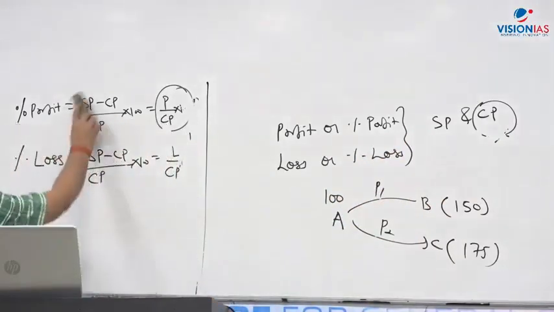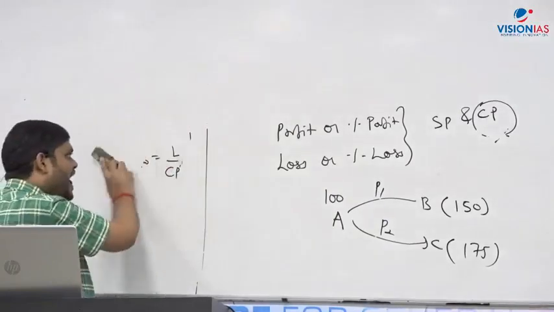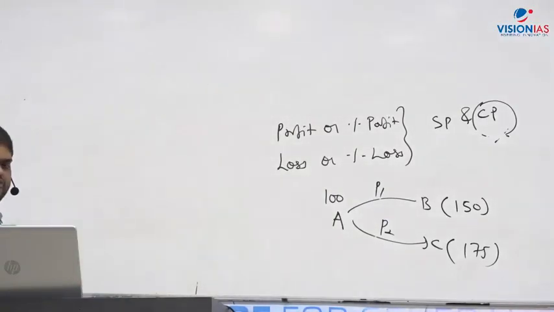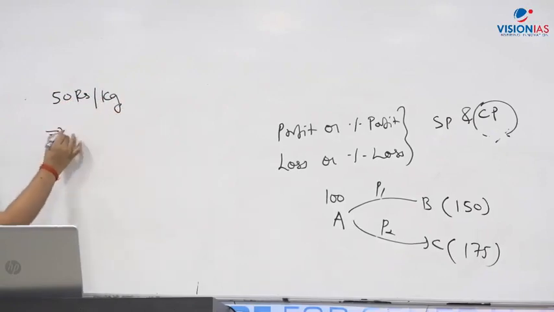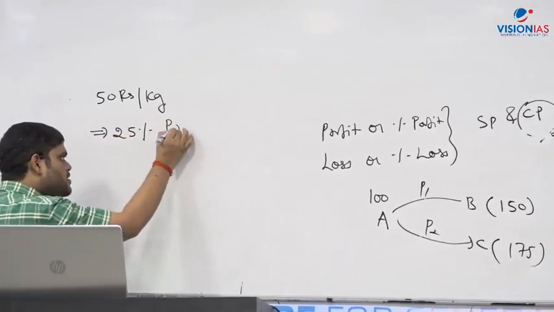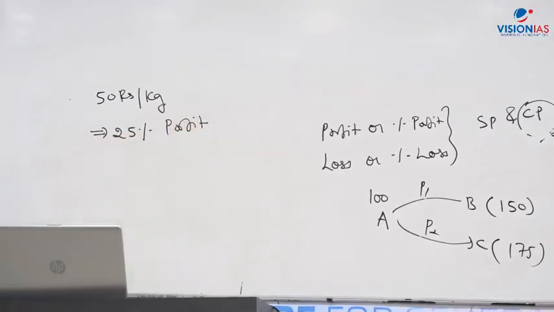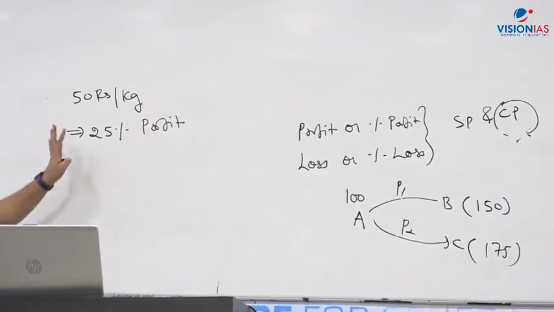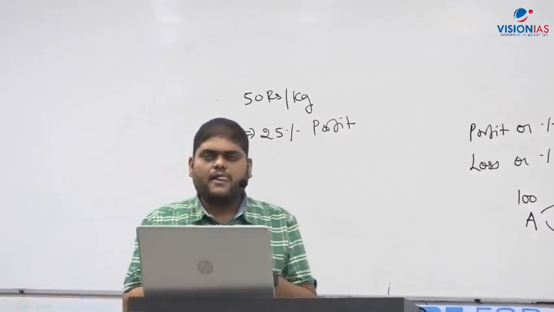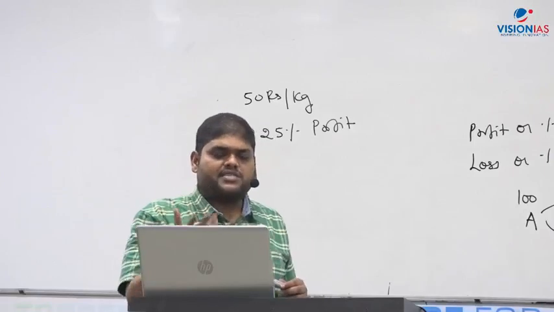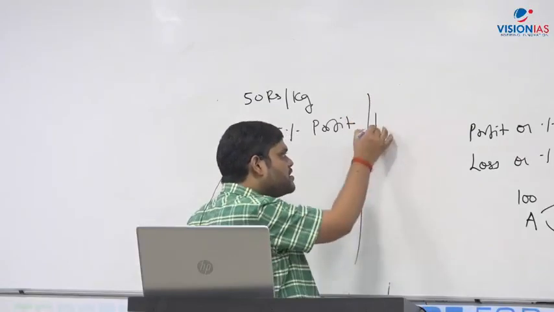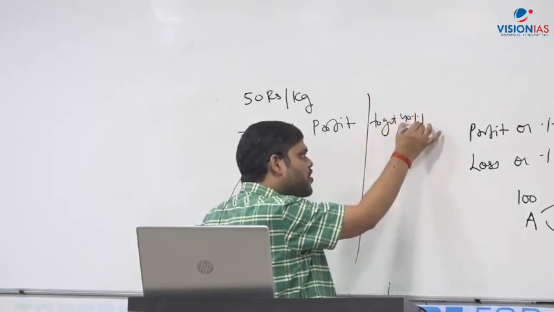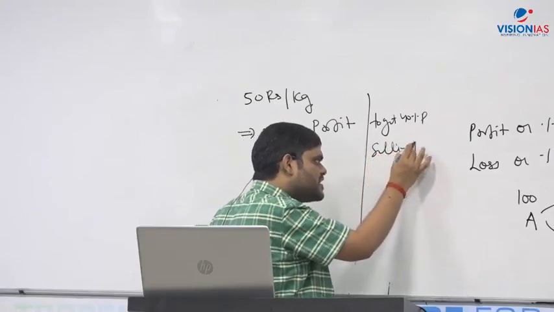Okay. Now, suppose a question is there: after selling a mango for 50 rupees per kg, a person is earning 25% profit. This is one sentence. To get 40% profit, what is the selling price? What is the question? To get 40% profit, what is the selling price?